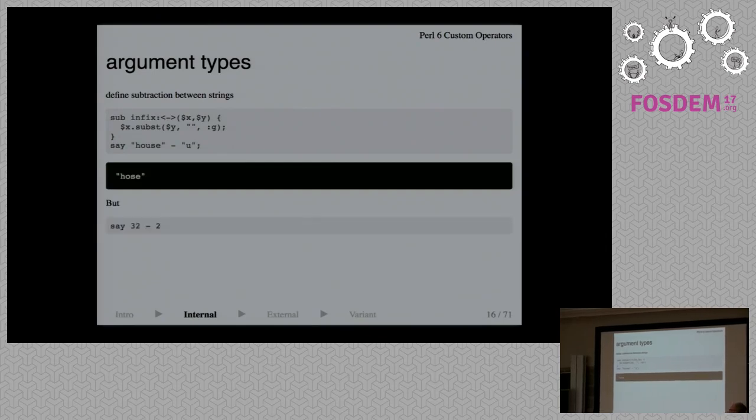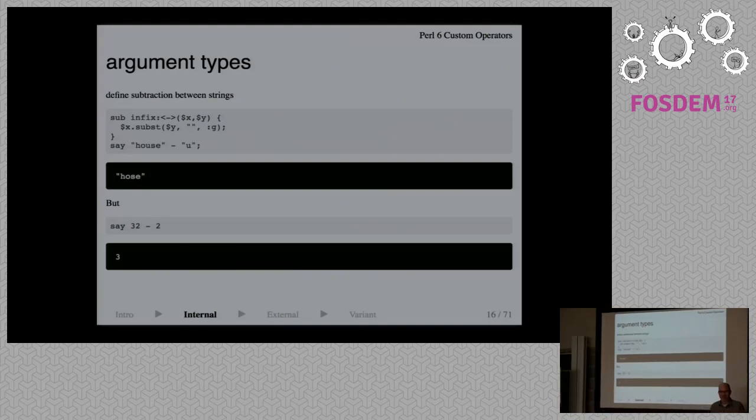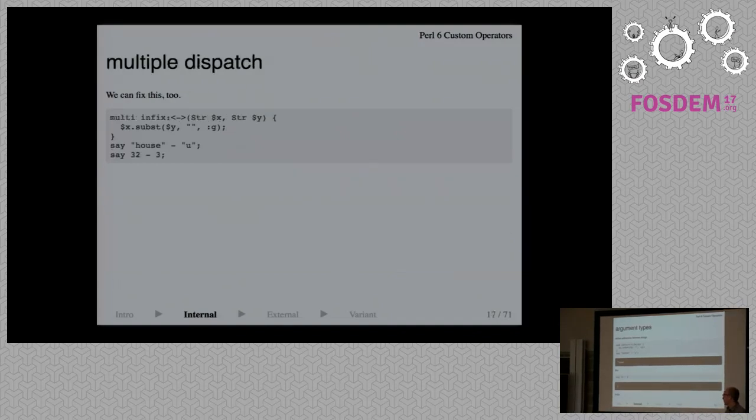All right. So then, what happens when we say 32 minus 2? Uh-oh, not good, right? Now we get 3. That's unfortunate because we don't want 32 minus 2 to be 3. Luckily, we can fix that. We can give types to our arguments. So we define the arguments as strings, str $x and str $y, and instead of a sub, it's now a multi. So we have multiple dispatch for functions and multiple dispatch for arguments.